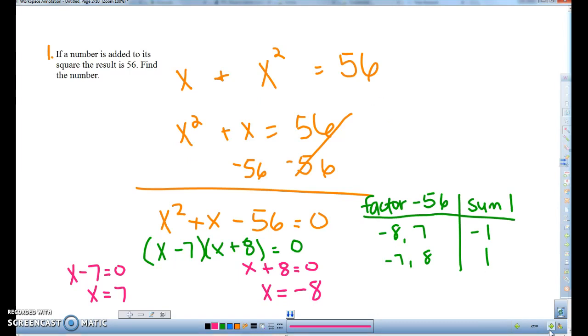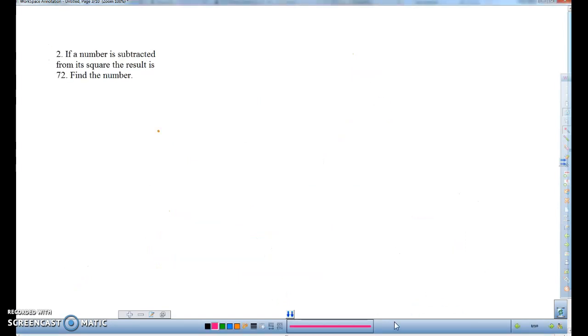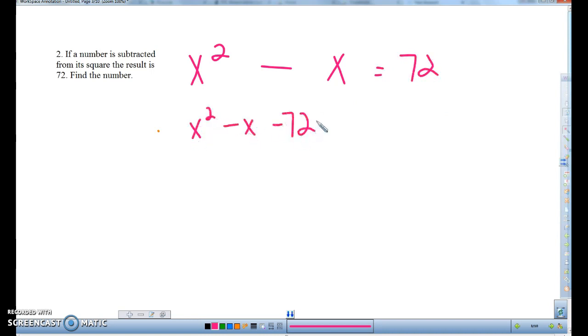So why don't you guys go ahead and try 2 on your own? So let's go ahead and work it out. A number x is subtracted, and I'm going to write it over here, is subtracted from its square. So x squared minus x, and that result is 72. Again, I'm going to move that 72 to the other side so that I have x squared minus x minus 72 equal to 0. I set up my factors and sums.